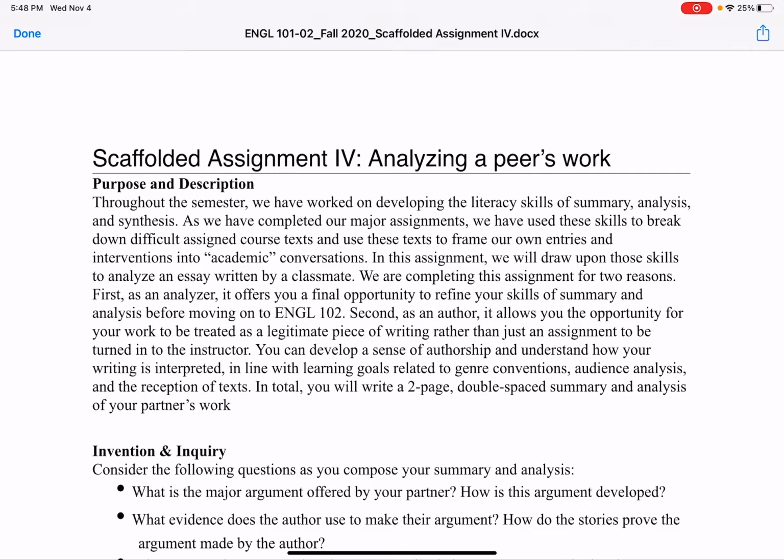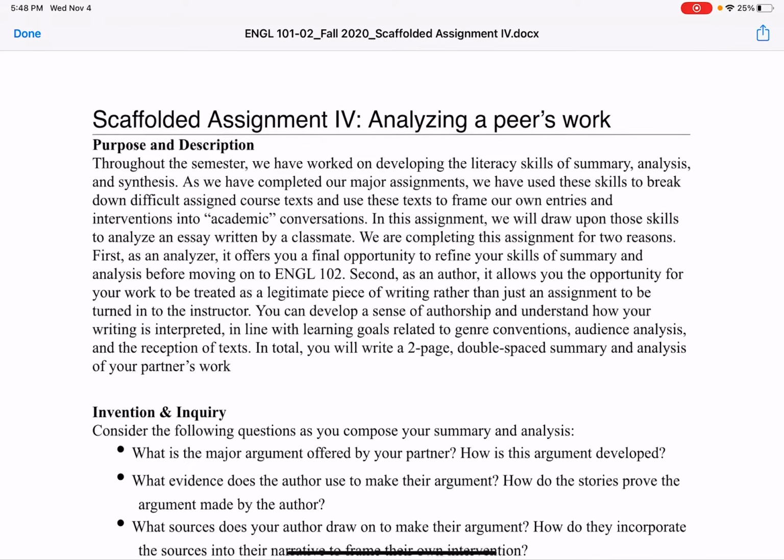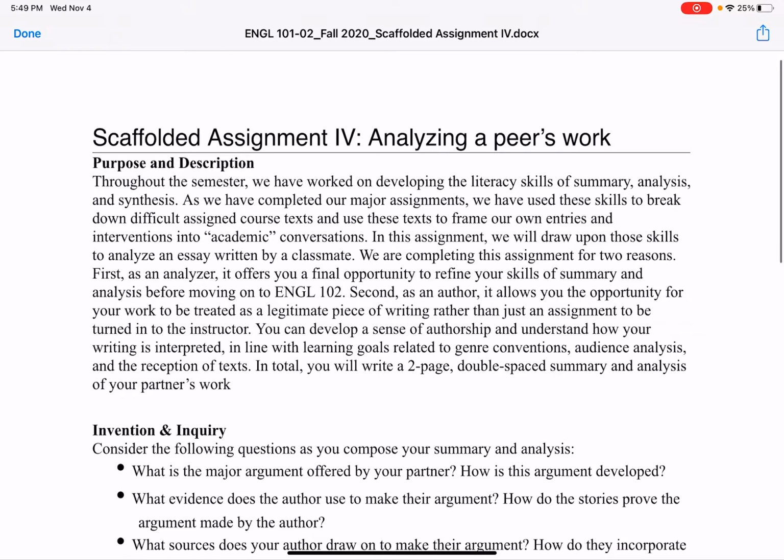Let's break it down. As I mentioned a minute ago, and as you can see in the document, there are two reasons for doing this assignment. First, I want to make sure that you have a handle on summary and analysis. I know that you're probably tired of it by now, but it really is one of the most important skills in academic writing. That's why we harp on it so much.